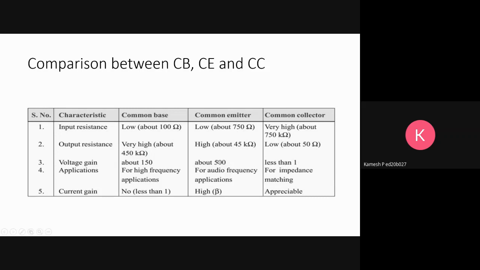That's why common collector is very less used, but it too has its own purposes. Applications: for high frequency applications, we use common base. For common emitter, we use it for audio frequency applications and for impedance matching. Current gain is no more than 1 for common base, common emitter current gain is high, beta, and common collector is appreciable.